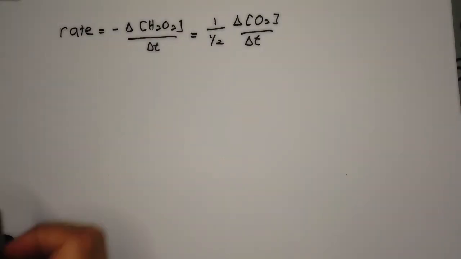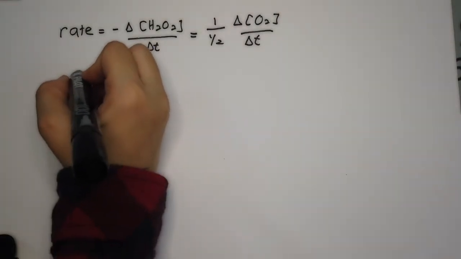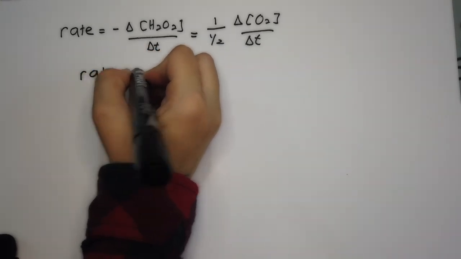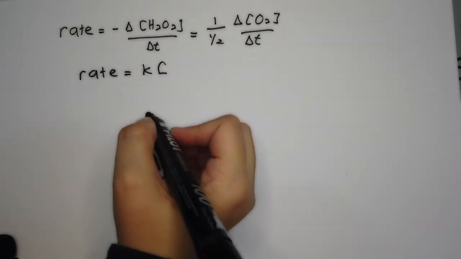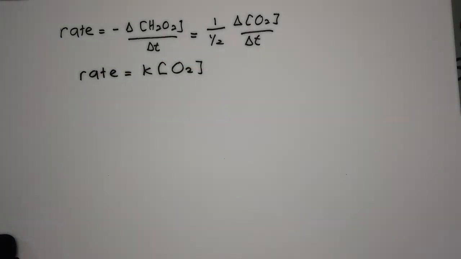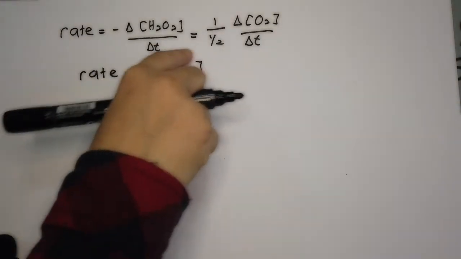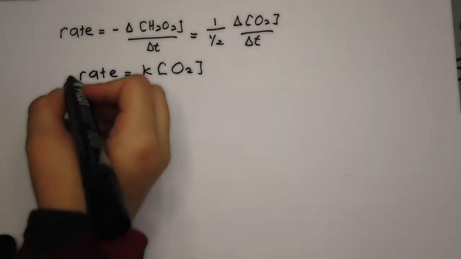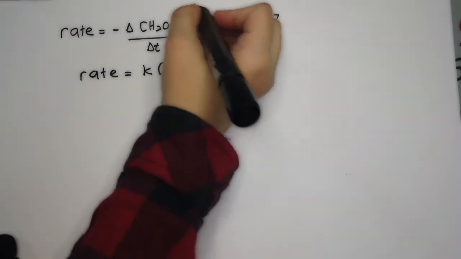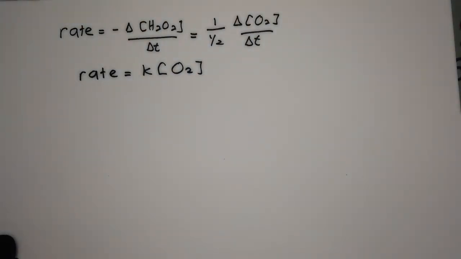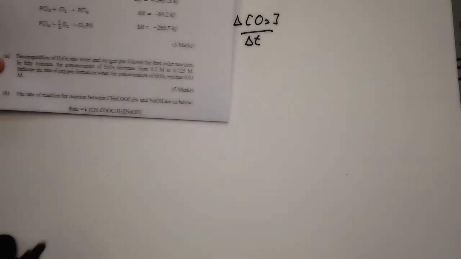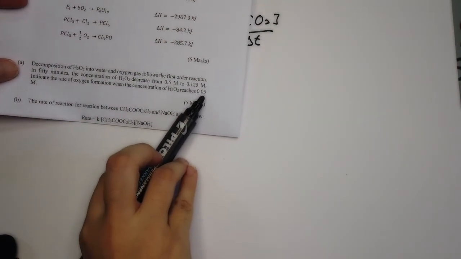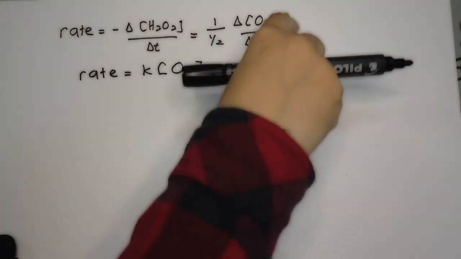So we are going back. Because this is a first order reaction, rate equals K concentration of O2. Because you want to find the concentration of O2. But here, you don't really know what the concentration of O2 is. You want to know the rate of formation. So here, you need to merge with the one that you have up here. It is possible because when the concentration of H2O2 reaches 0.05, you need to use this value.